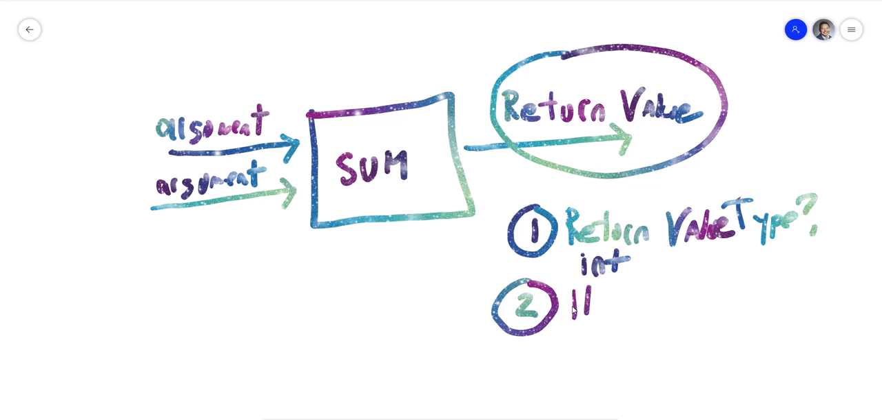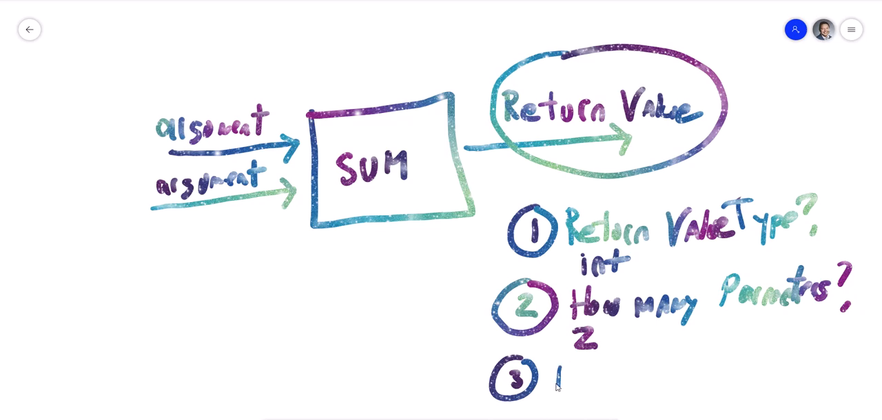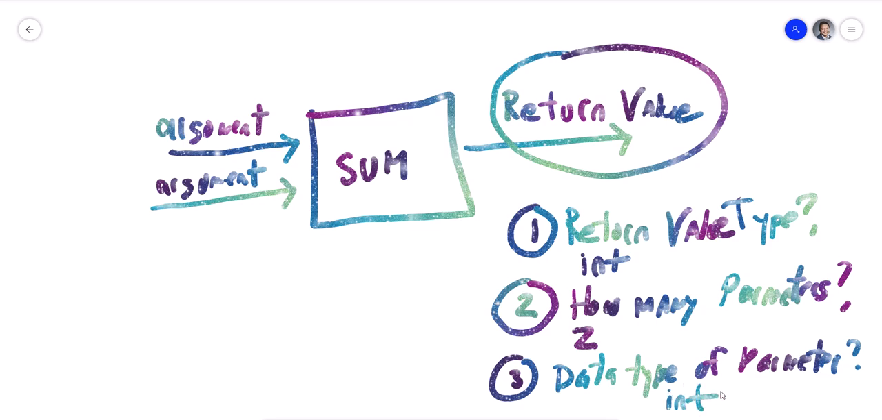So how many parameters? We've decided that we're only going to do 2 parameters, right? So 2. And then the data type of parameters. The data type is going to be int for both.